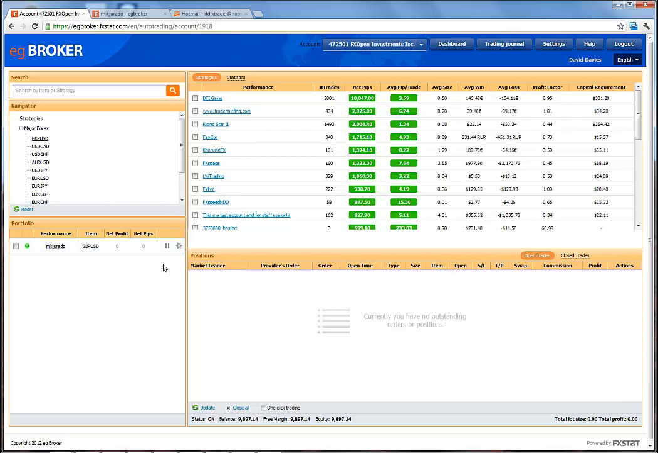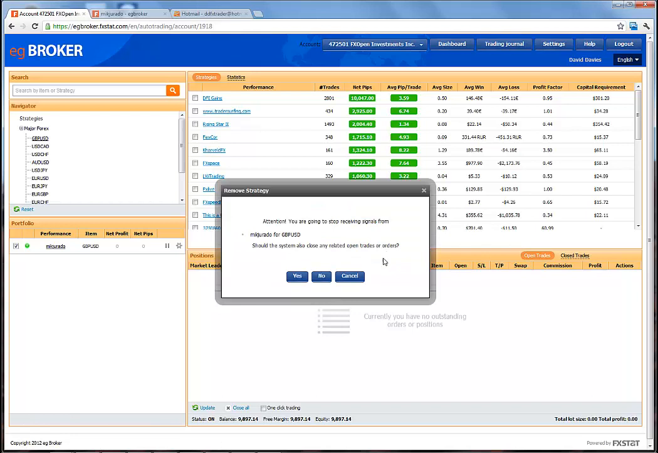If at any stage we wish to remove the signal provider from our portfolio, we can click on the checkbox and click on Remove from Portfolio. The pop-up window will ask us if we wish to close any currently open trades. If we click Yes, these currently open trades will be closed and the signal provider will be removed from the portfolio. If we click No, these currently open trades will be left open and the signal provider will be removed from the portfolio, which means that we have to close these open trades manually ourselves, or we can just cancel the request.